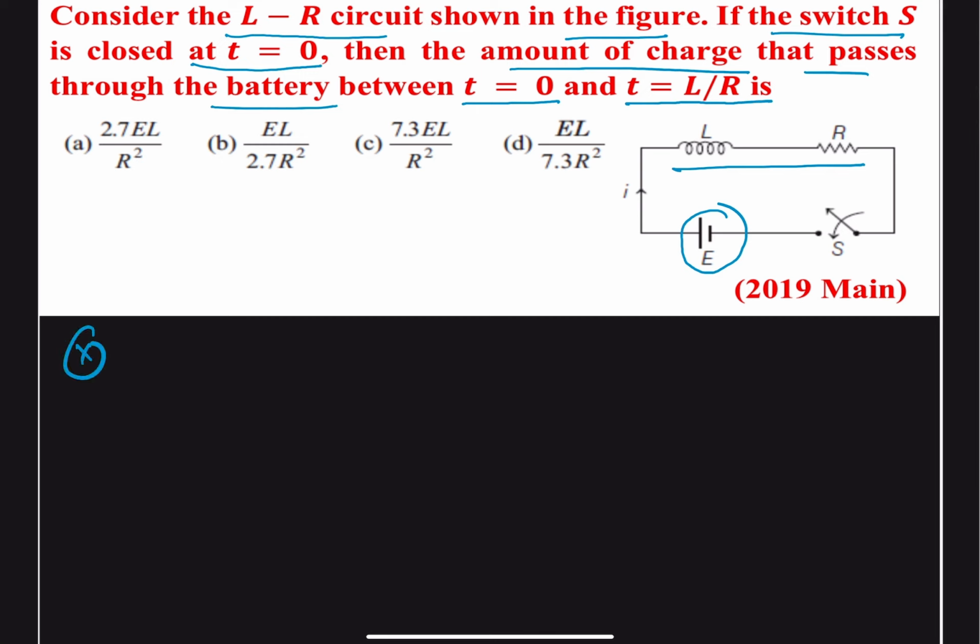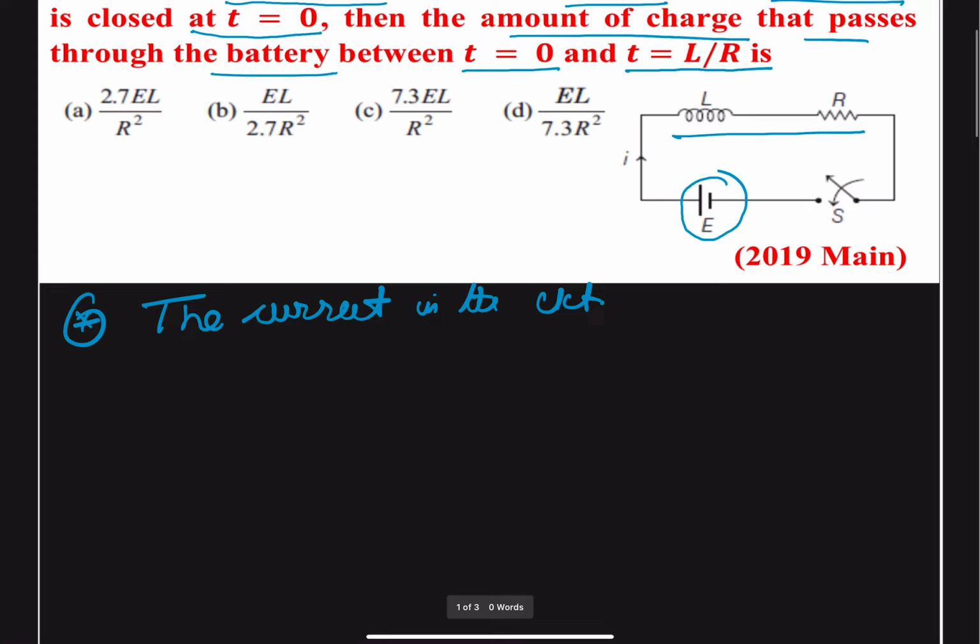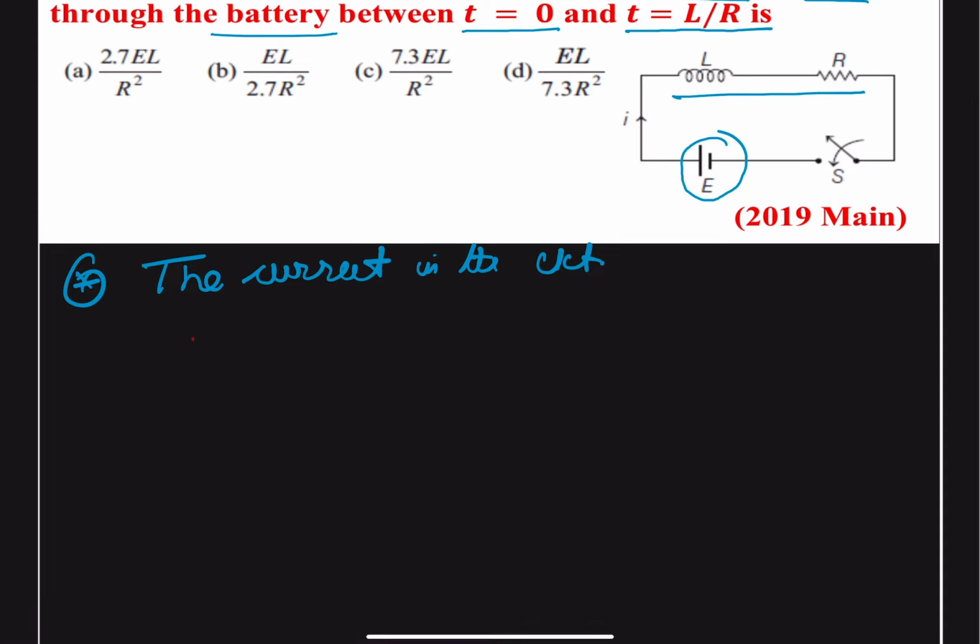So we can say that the current in the circuit, if it is represented as I, will be equal to I naught times 1 minus e raised to power minus RT upon L, where I naught is the maximum current and this I naught can be written as battery voltage E divided by resistance, and the rest terms will be same.